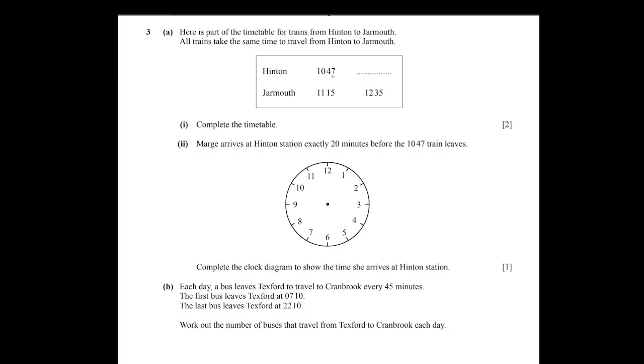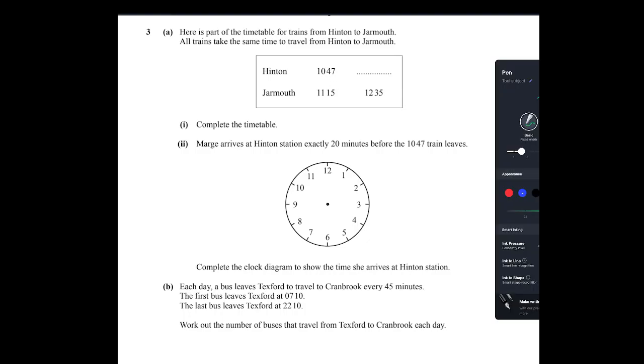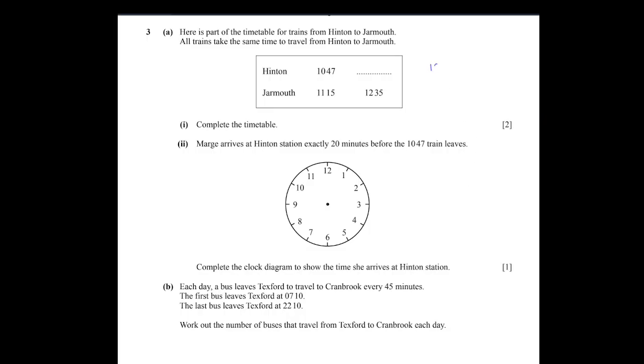Hinton starting time 10:47, reaching Jarmouth is 11:15, and they have not given the train time at Hinton, but they have given the Jarmouth time. So the duration you need to find out. 10:47 to 11:15 is how much? 10:47 to 11 will be 13 minutes, because 47 plus 3 minutes is up to 50, then 50 to the next hour is 10 minutes. So 10 plus 3 is 13 minutes.